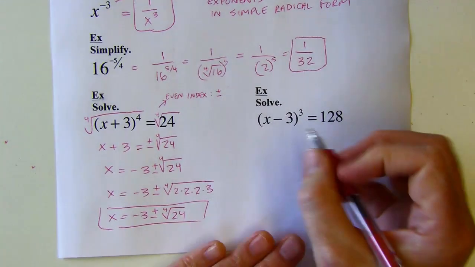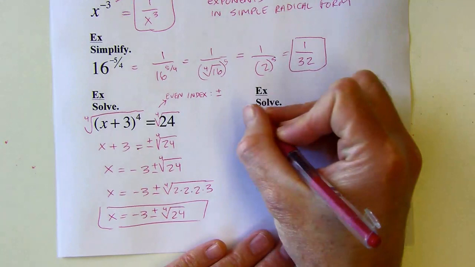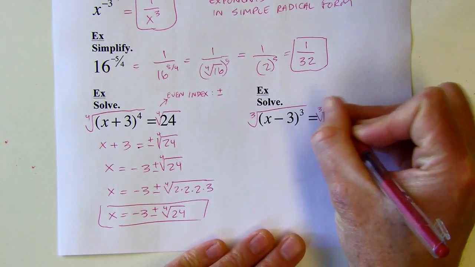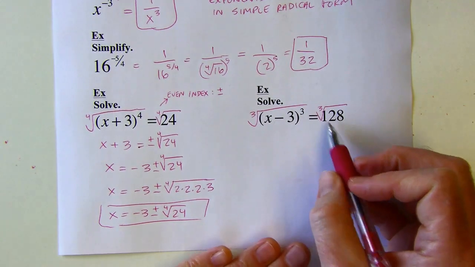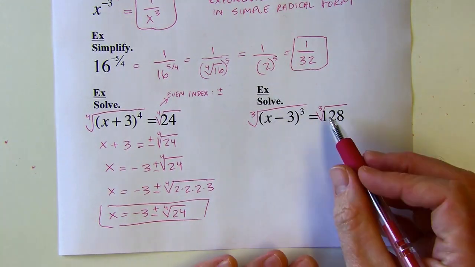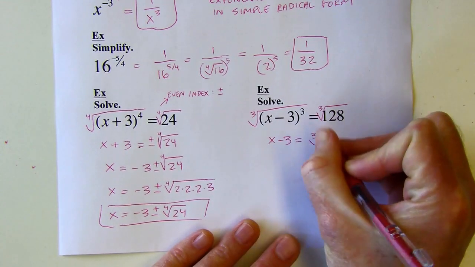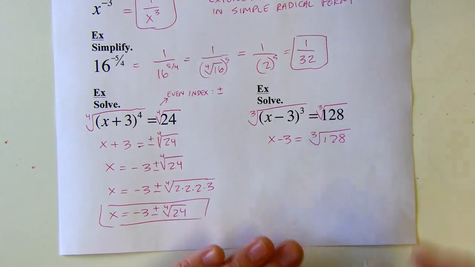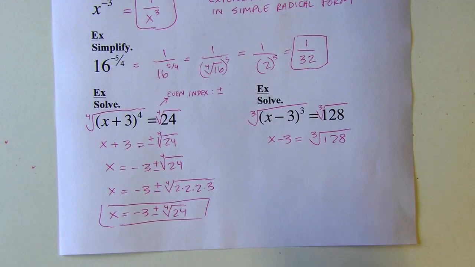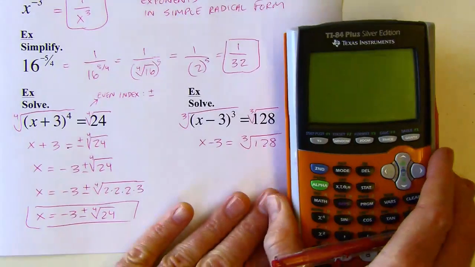All right, let's try this one. I'm going to take the cube root of both sides. And since this is a cube root, I don't need to worry about the plus minus thing. I'm just going to leave this as it is. So x minus 3 is going to equal the cube root of 128. Okay? And I'm going to start breaking up 128. And I'm going to use a calculator just to make it quicker.